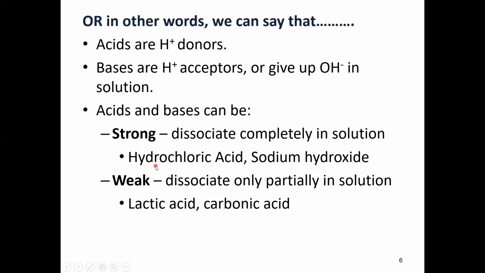Examples of strong acid are hydrochloric acid, and of strong base, sodium hydroxide. These are hydroxide ions, and any substance having OH in the structure or the suffix hydroxide is a base, like sodium hydroxide, potassium hydroxide, calcium hydroxide, all are bases. Okay. Now weak acids and bases dissociate only partially in solution. Examples of weak acid are lactic acid and carbonic acid.